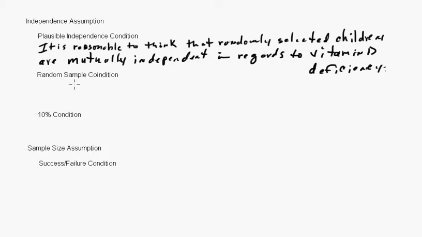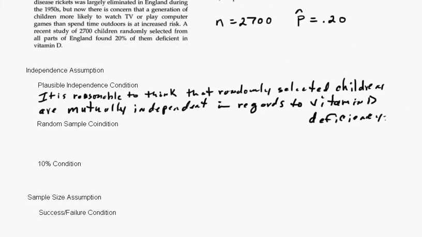Okay, the random condition. I think they said it was random. There it is. So we don't have to justify that the sample is representative. We just need to say yes, they selected children randomly.